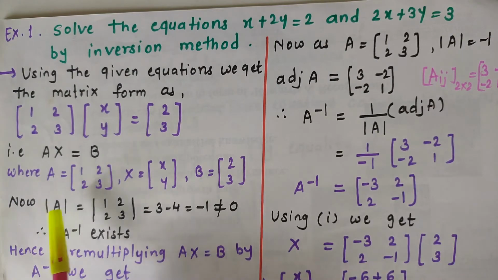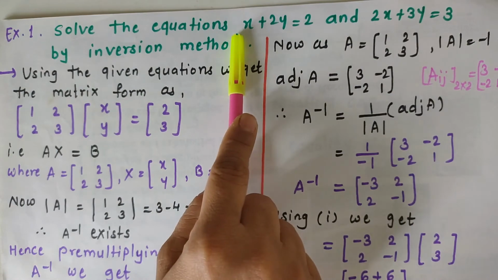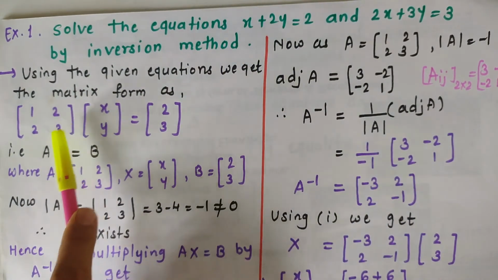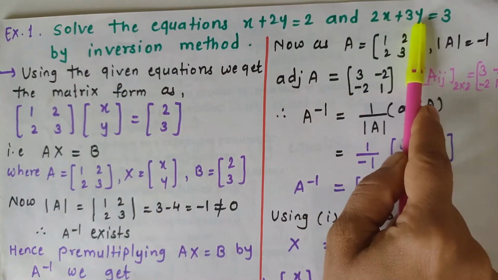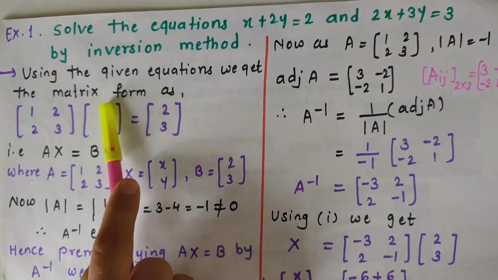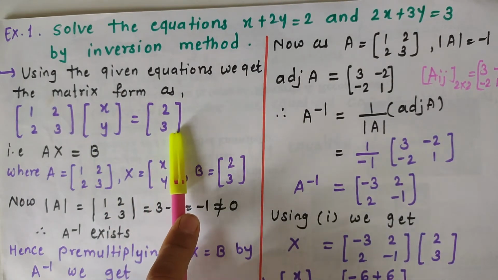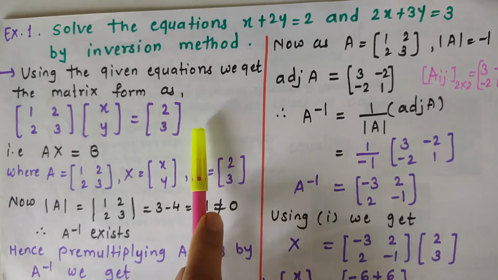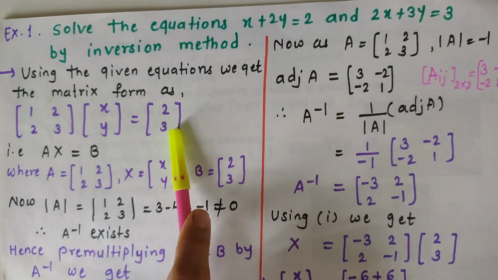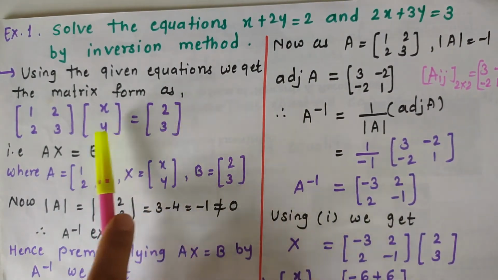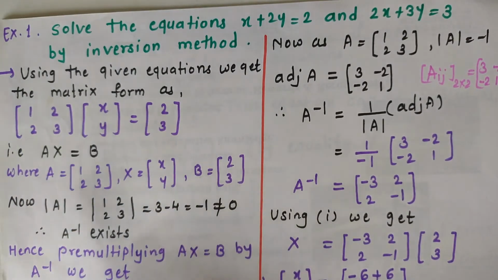Now, in this matrix, 1, 2 are the coefficients of the first equation, and the second row elements 2 and 3 are the coefficients of the second equation, multiplied by the variables x and y in the second matrix, is equal to the third matrix, whose elements are the constants 2 and 3 in the given linear equations. These are column matrices, and the order of this matrix is 2 by 2.